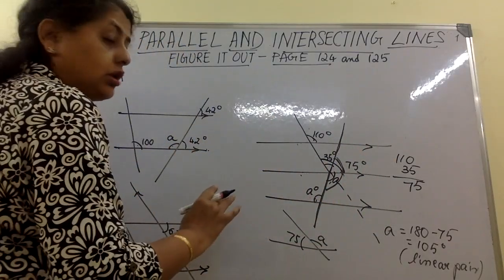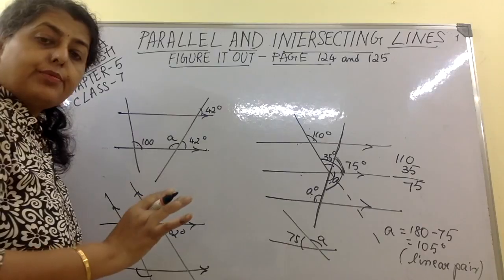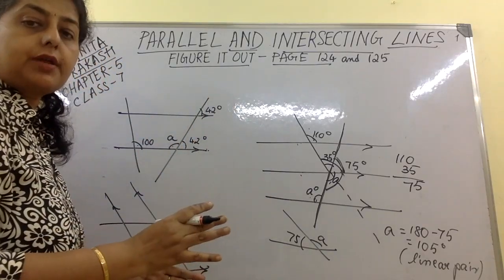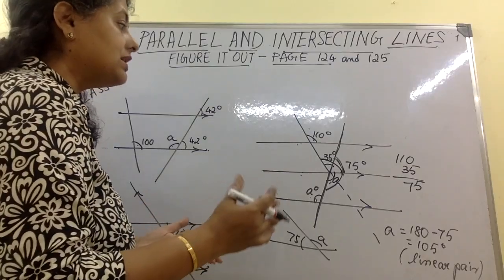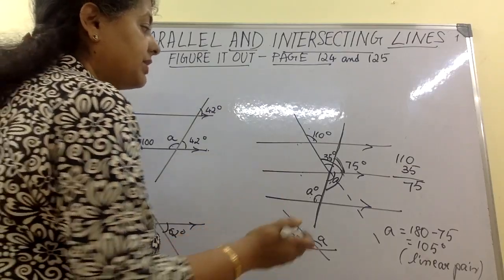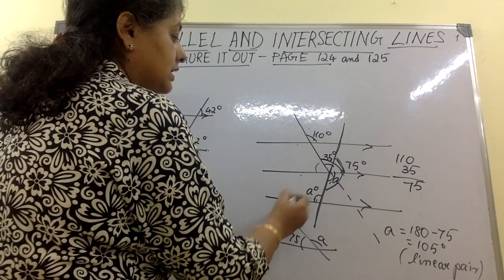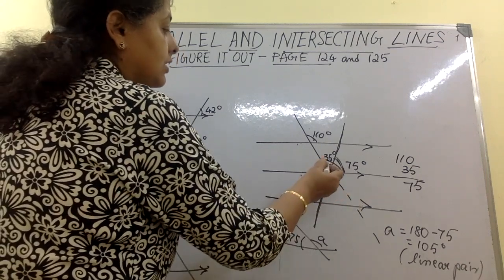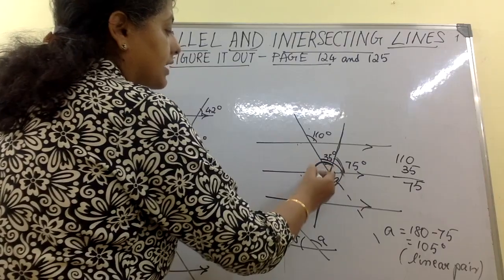Now I want to tell you all that there can be many methods of doing the same sum, only your answer has to be correct. I could have done this sum by many other methods. Maybe if this is 35, I could have found this and gone for some corresponding angles or something.